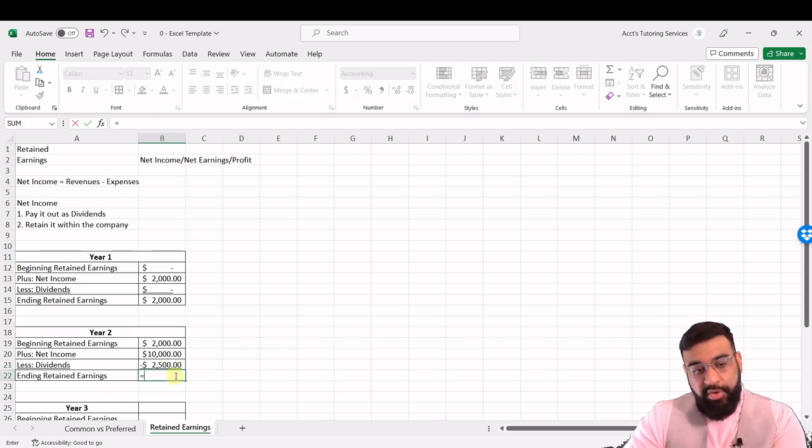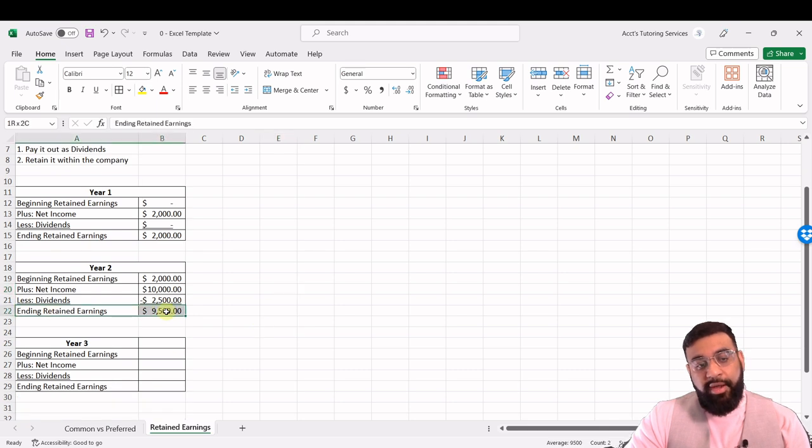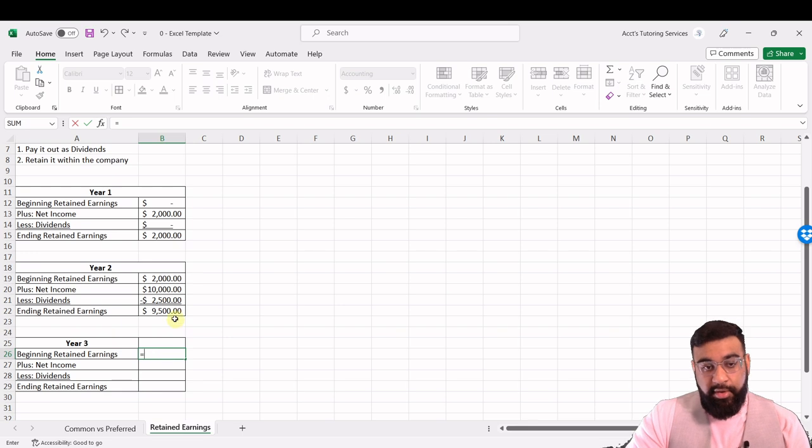In this situation, the ending retained earnings is 2,000 plus 10,000 plus negative 2,500, which means our ending retained earnings is 9,500. Once again, if our ending retained earnings balance in year two at December 31st is 9,500, the very next day, January 1st, year three, that's our beginning balance, 9,500.